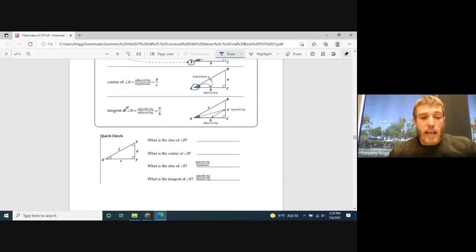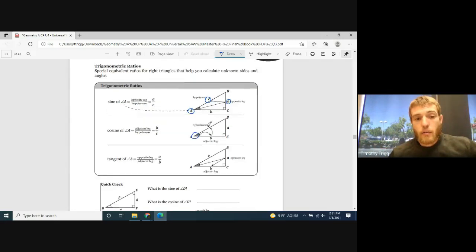And then lastly, tangent. Tangent doesn't use the hypotenuse. So tangent is the opposite leg over the adjacent leg. So both legs here. But it's important that you do the opposite leg on top over the adjacent leg. So from angle A, you can see the opposite leg over the adjacent leg. So that's why it's A over B in this case.